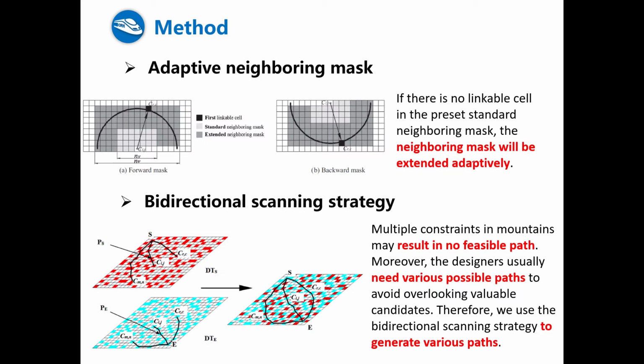Lastly, we proposed a bidirectional scanning strategy. That is, we first set the start point as the only target in the study area. Then we set the end point as the only target. The two targets will work separately to generate two distance maps, and these two maps will be combined to generate the final distance map, and thus many promising paths can be generated rather than only one promising path in the basic distance transform.